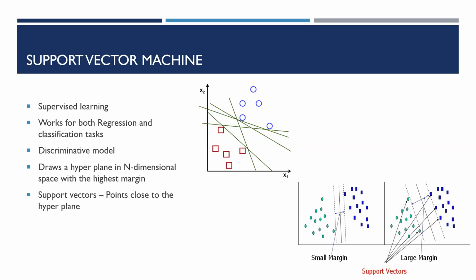The main purpose is to make a decision boundary in such a way that the separation between the classes is as wide as possible.